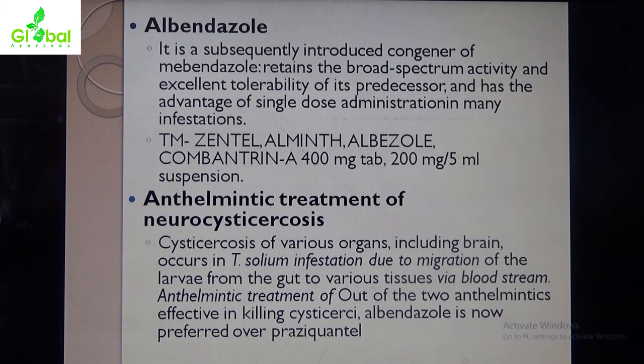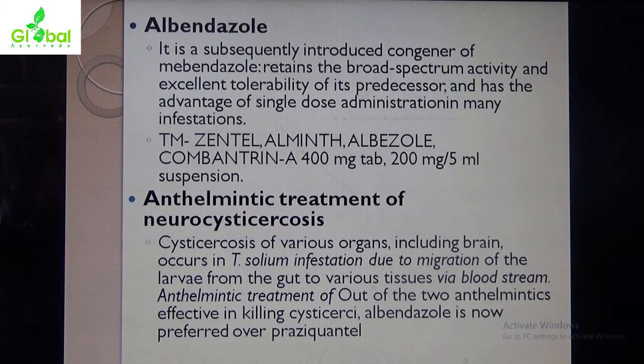Albendazole is a congener of mebendazole. It has broad spectrum activity and it is well tolerated in the gut. Its single dose administration can reduce many of the infestations. Albendazole is given in children above 2 years of age in the strength of 400 mg once in 6 months, and from 6 months to 2 years, it is given 200 mg once in 6 months. For pediatric use, suspension is available at 200 mg per 5 ml concentration.